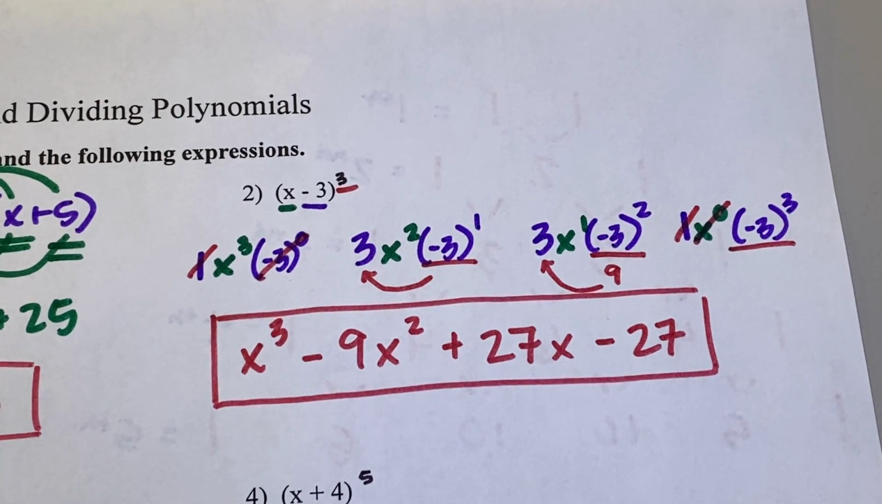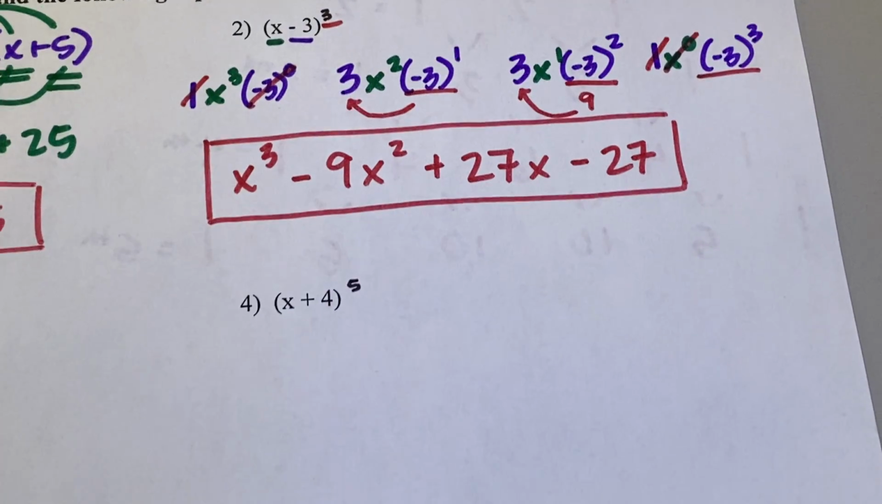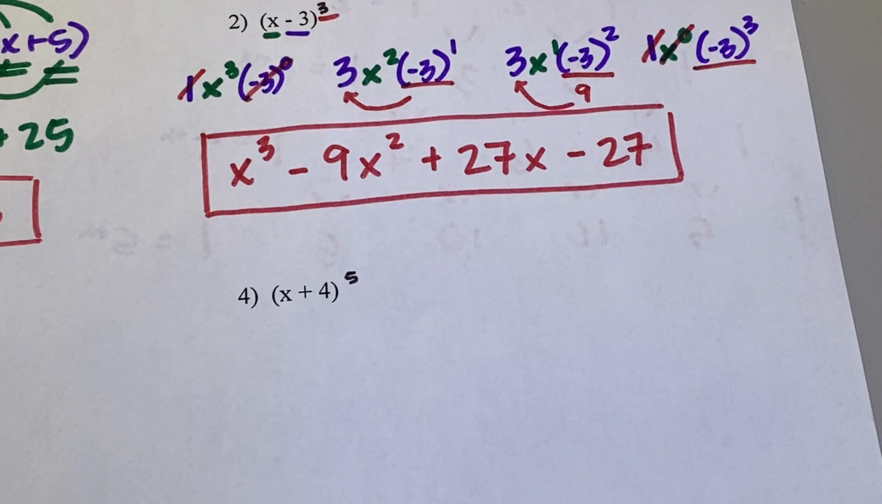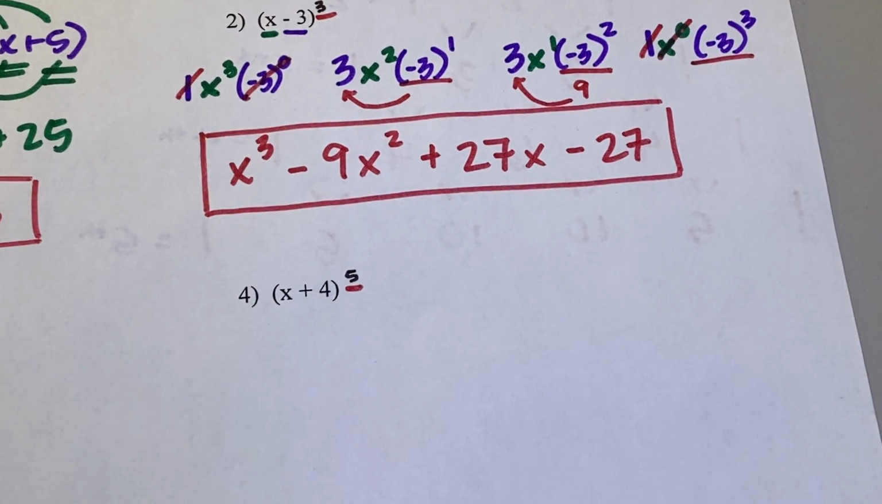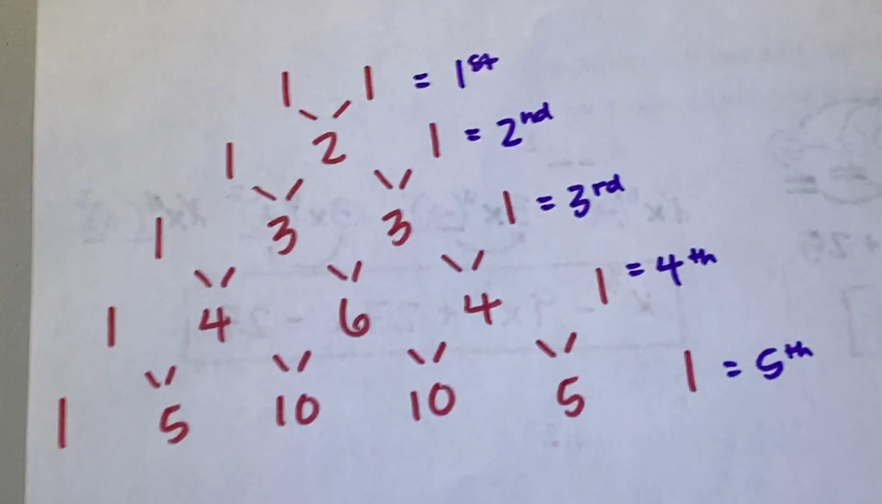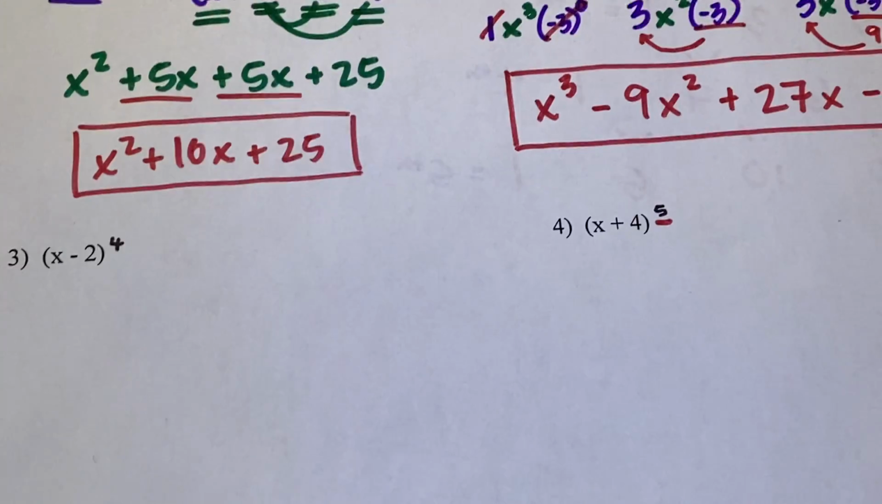Okay? Let's do that one again. We're going to skip number 3. Let's just look at number 4. What power are we taking this to? What line do we need? Ooh, the 5th power. Okay, let's see what coefficients we need on our back for 5th row. These guys right here. Give yourself some room. Go into number 3's room if you need it.